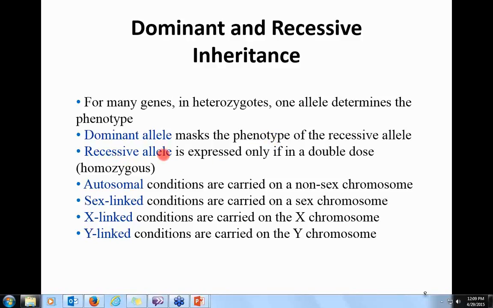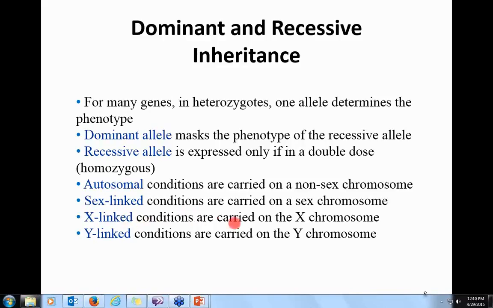Recessive can only be expressed in a double dose. In other words, eye color is not the best example here. So say, for example, if you're a carrier for cystic fibrosis, you need to have two genes in order to have the illness associated with cystic fibrosis. You have to be homozygous. Autosomal conditions are carried on the non-sex chromosomes, chromosome pairs 1 through 22. Sex-linked are carried on chromosome 23. And we'll talk about those in a minute.